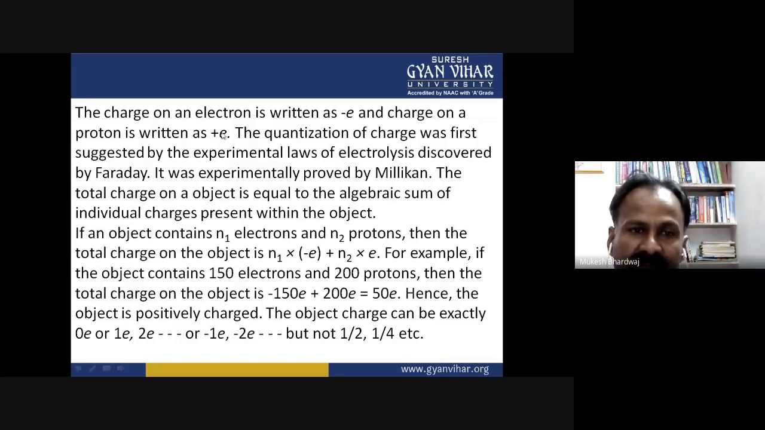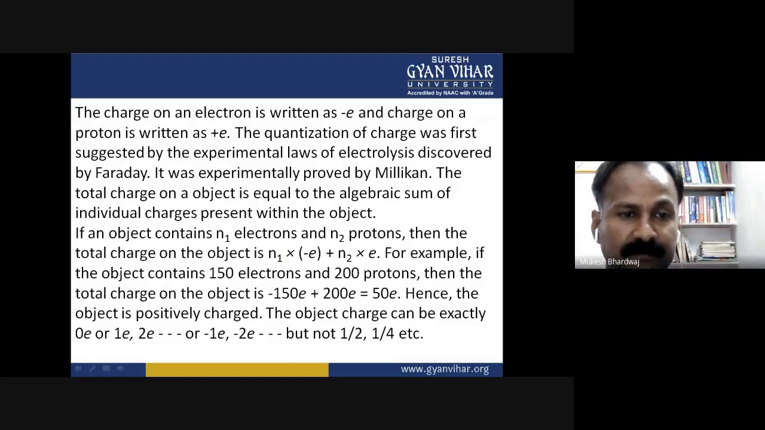The quantization of charge was first suggested by the experimental laws of electrolysis discovered by Faraday. It was experimentally proved by Millikan's oil drop experiment. The total charge on an object is equal to the algebraic sum of the charges individually present within the object. If an object contains n1 electrons and n2 protons, then the total charge on the object is n1 × (minus e) plus n2 × e.